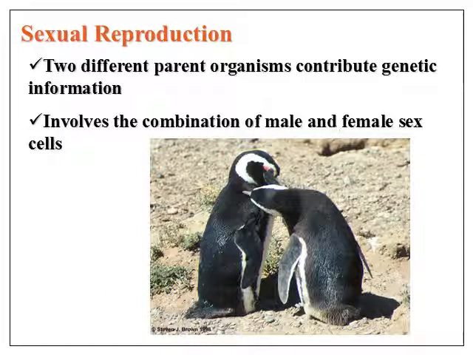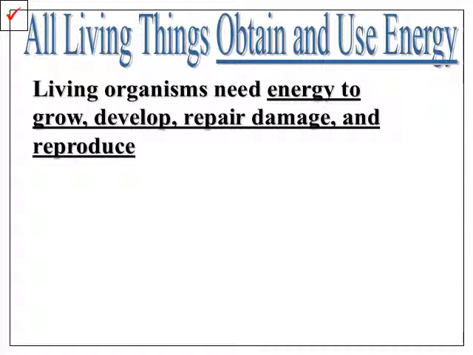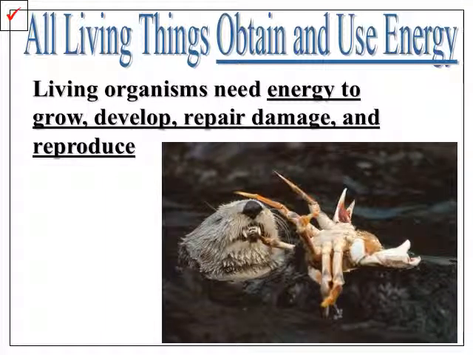So in this case, we have mama penguin and daddy penguin make a baby penguin, each contributing its own unique set of genetic information to the offspring. All living things also obtain and use energy. So living organisms need energy to grow, develop, repair damage, and reproduce. Without energy, we wouldn't be able to do any of these things. So here we have a little sea otter crunching down on a crab, obtaining energy from its environment.